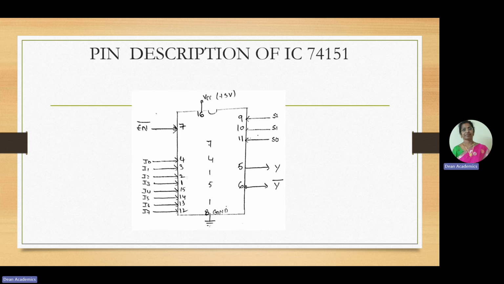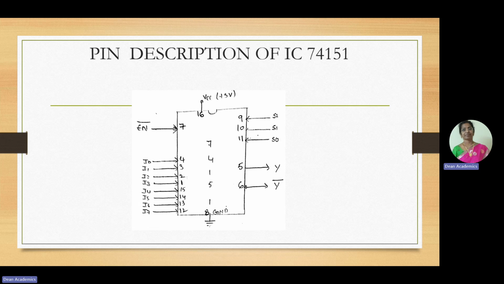Now this is the pin description of the IC 74151. If you see this, all the input lines are input data lines, and enable signal for the IC. Then we have output Y, and a complemented version. That means active high output and also active low output are provided by the manufacturers, and the select lines S2, S1, S0. Okay, this is the pin diagram. Let us see briefly about each one of these pins.